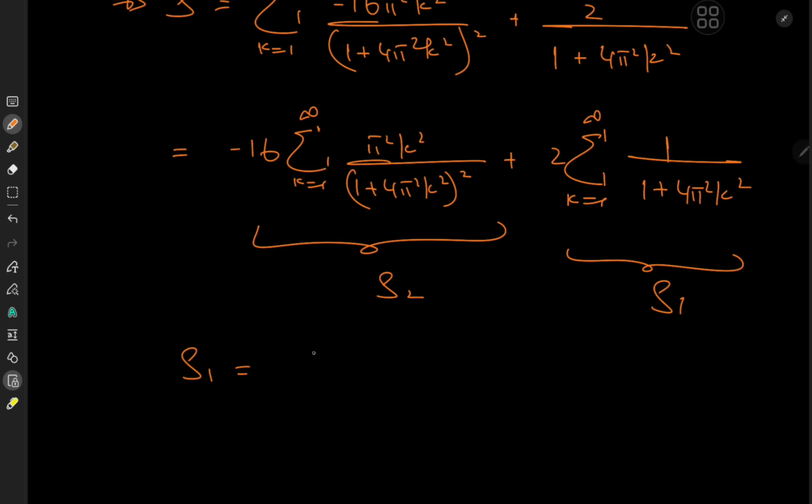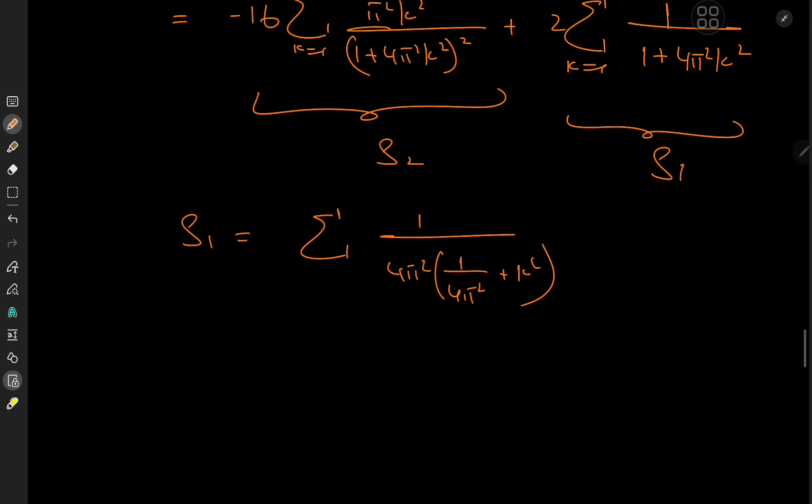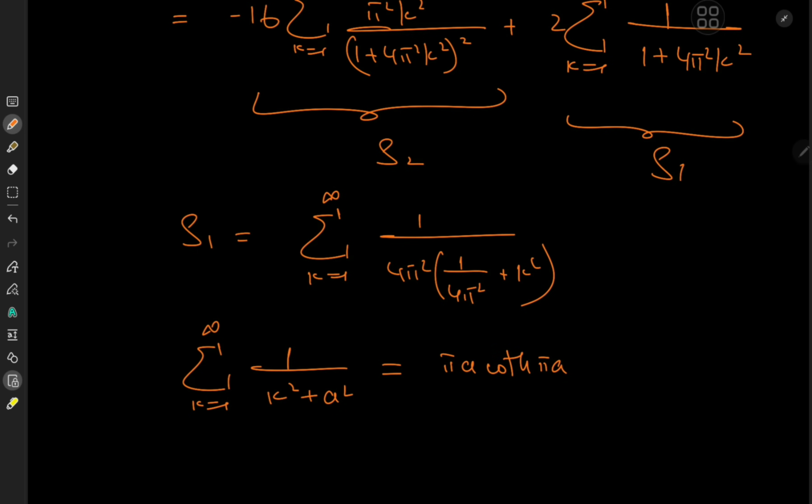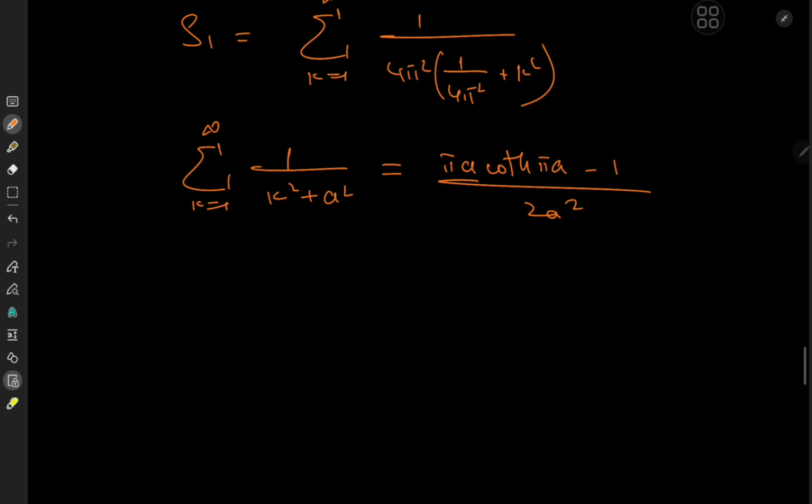So s sub 1 could be expanded as, you know what, I'm going to factor out 4 pi squared from the denominator. So we have 1 over 4 pi squared, 1 over (1 over 4 pi squared plus k squared), which looks dope. And to evaluate it, I'm going to need the help of one of my favorite infinite series results. That is the sum over k from 1 to infinity of 1 over k squared plus a squared, which as per my notes equals pi times a times the hyperbolic cotangent of pi a minus 1 over 2a squared. Now, in our case, of course, we just need a to be equal to 1 over 2 pi.